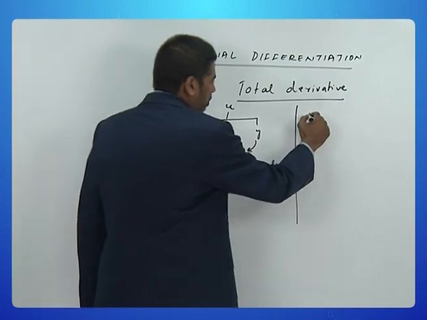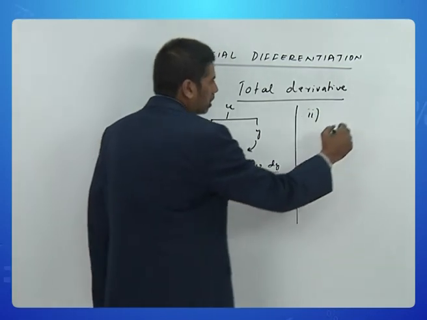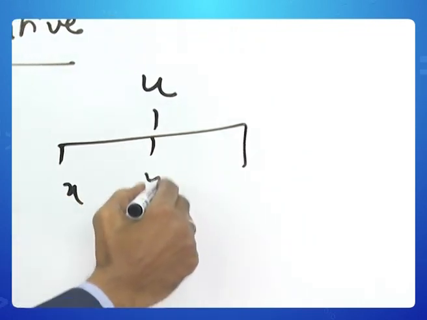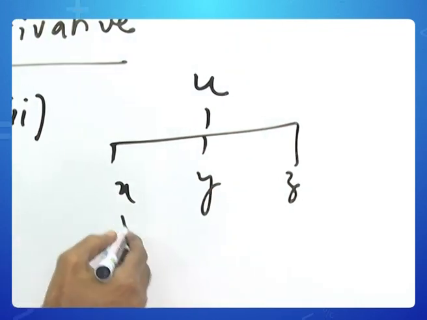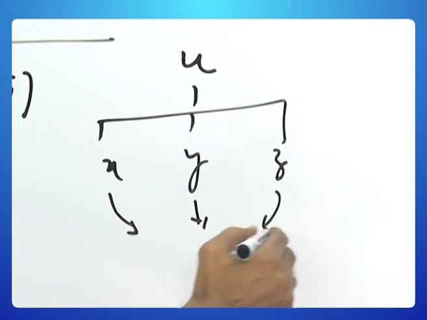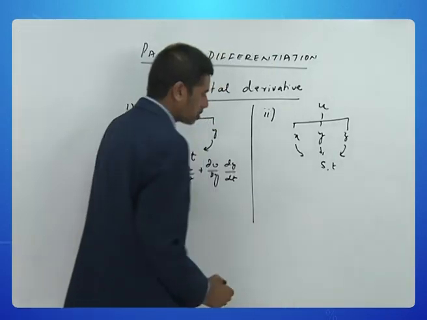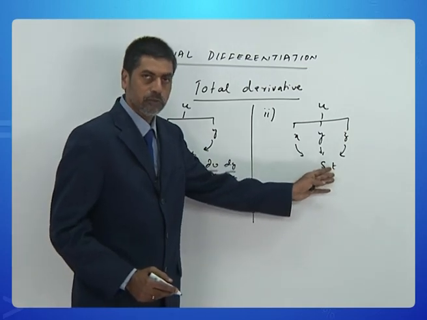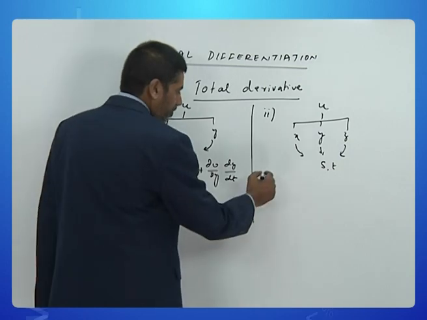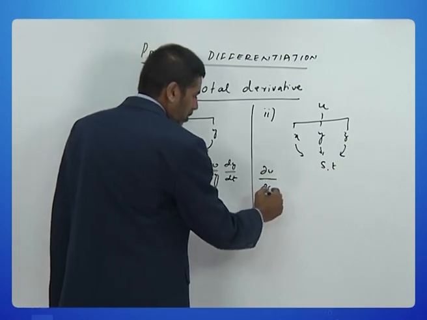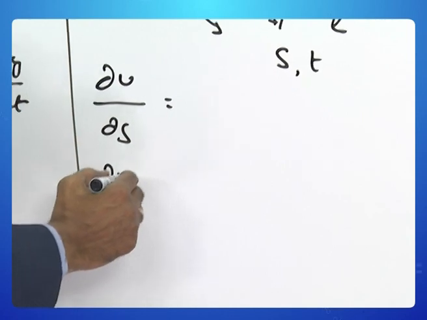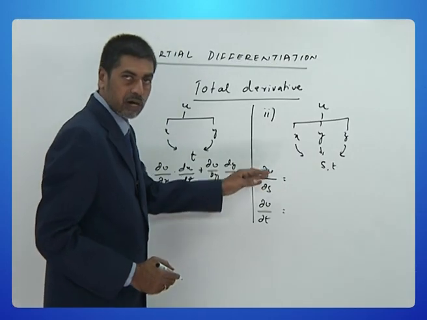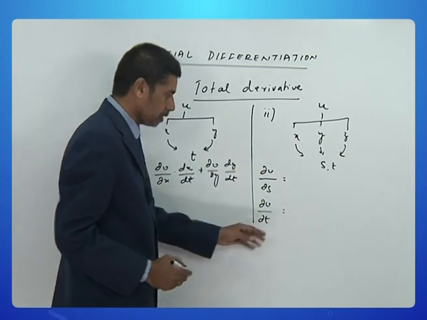A slightly bigger picture is when you have u as a function of x, y, z, where x, y and z are functions of more than one parameter. In this case, s and t are the two parameters. So you will have two total derivatives, the total derivative of u with respect to s and the total derivative of u with respect to t.